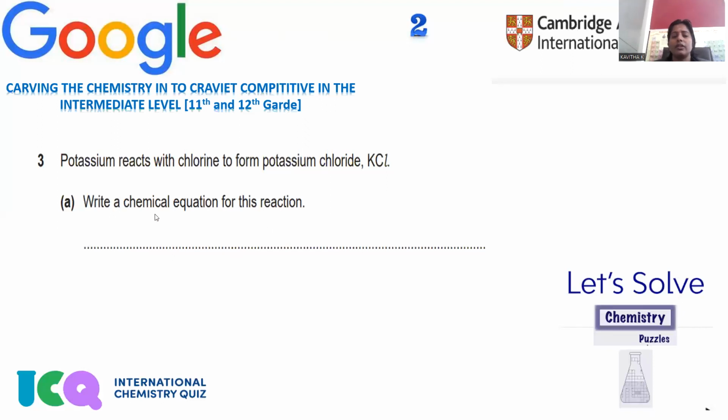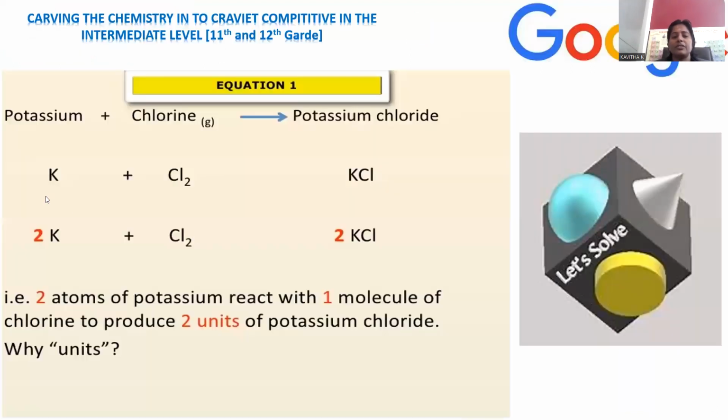Okay, so in order to get the balanced chemical equation, first of all, let me put potassium plus chlorine gives rise to potassium chloride. It is a simple ionic compound. Potassium chloride is a salt and it is part of the ionic compounds. In order to form an ionic compound, one of the elements should lose electrons and the other element should gain electrons. Finally, a salt will be formed.